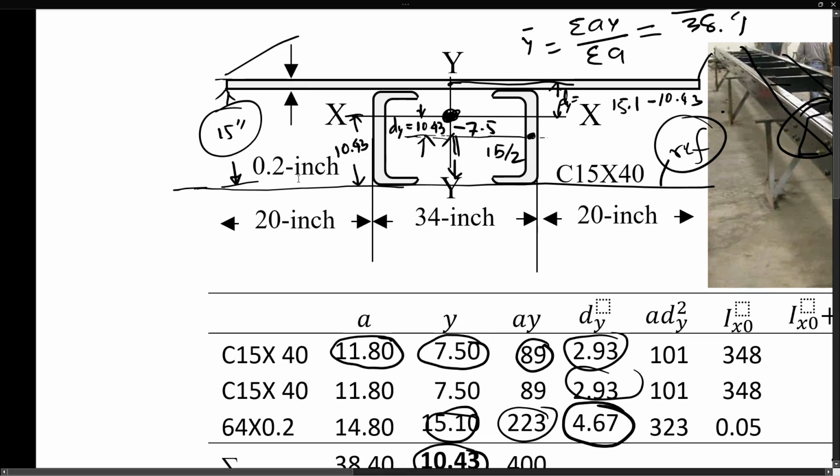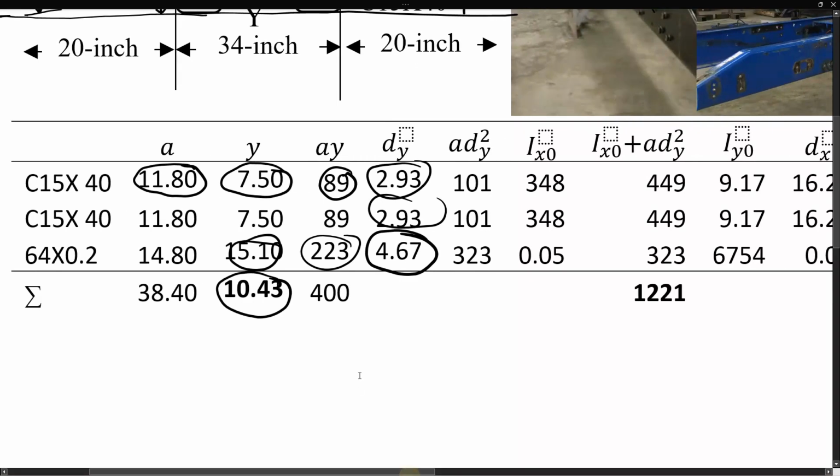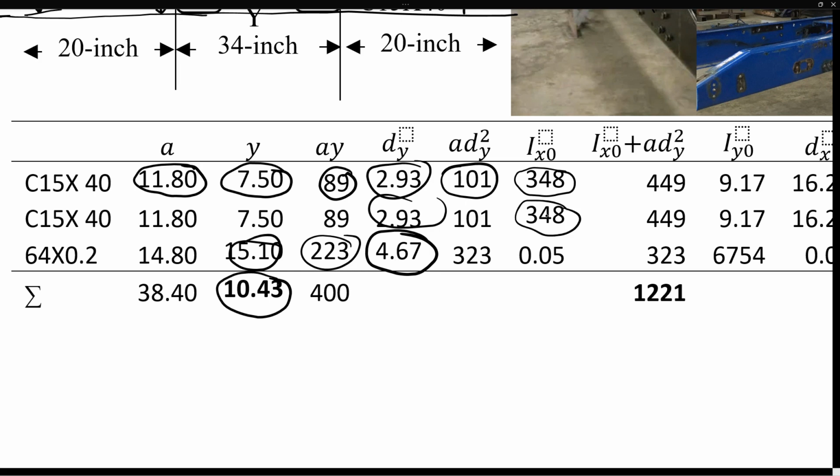So you've got all the distances from the overall centroid. Now we can add. I suggest you make a table like the way it is shown here. It's very simple and easy, and it will remove all of your thinking. Then you do A d squared, and that's what I found for A d squared. This Ixo, I found from the back of the book, in the table, where you can find it for the C15 by 40.